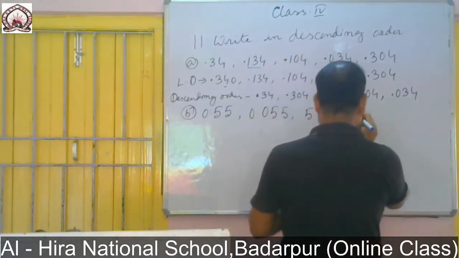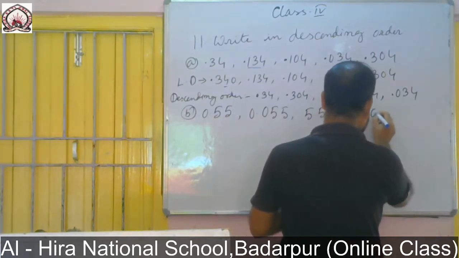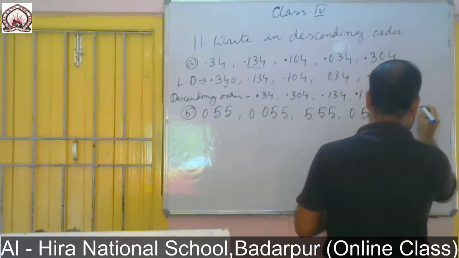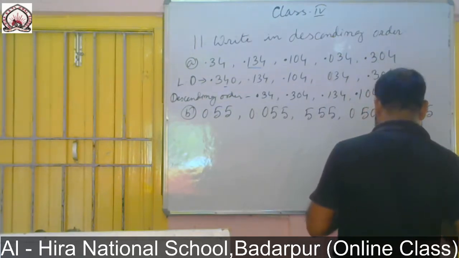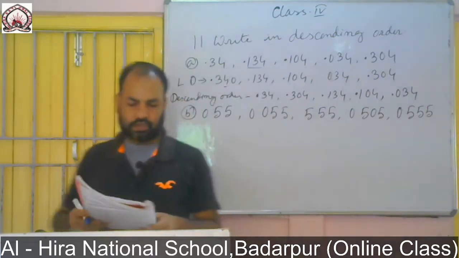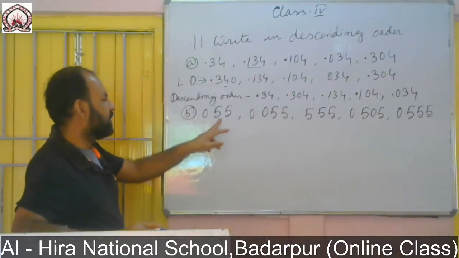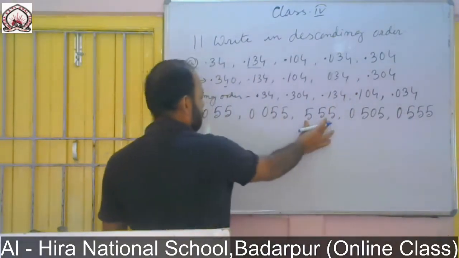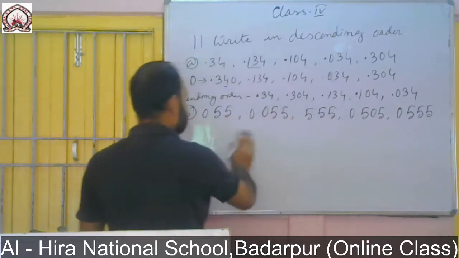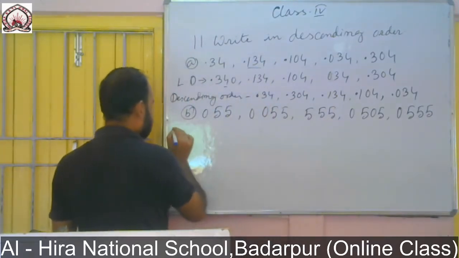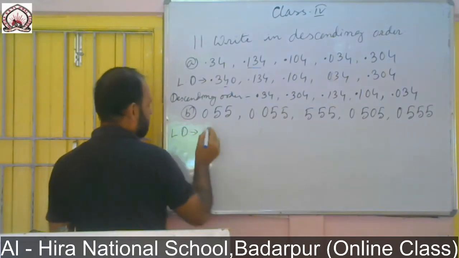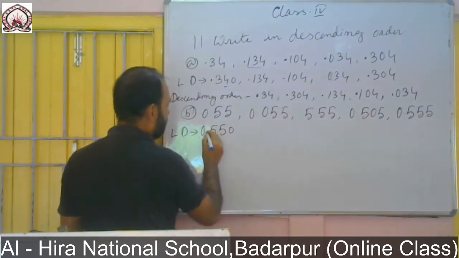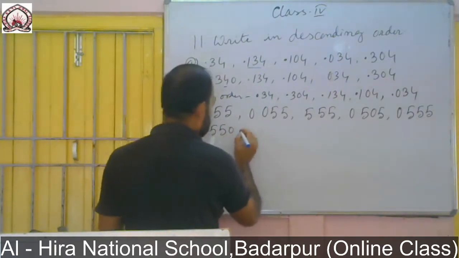0.55, 0.055, 5.55, next 0.505, next 0.555. So here after the point we get 2 digits only, 55, and 3 digits, 2 digits, 3 digits, 3 digits. So two numbers have 2 digits after the point, so we make these two numbers like decimal. So LD means like decimal: 0.550, to make like decimal we give an extra 0.